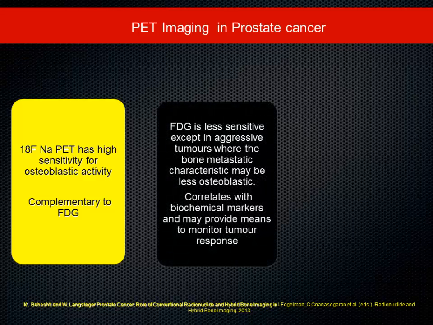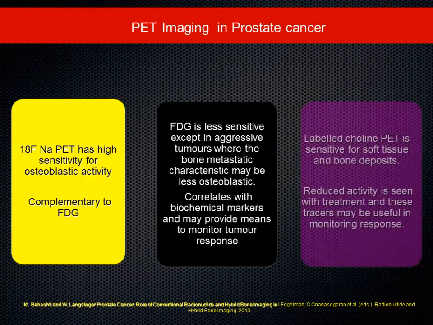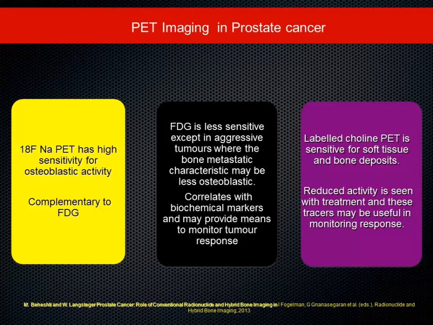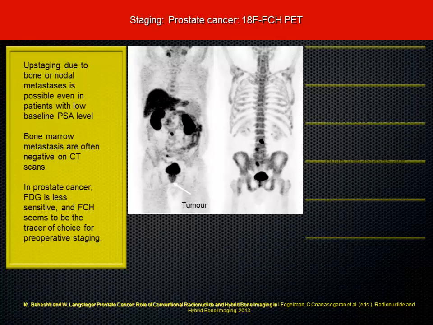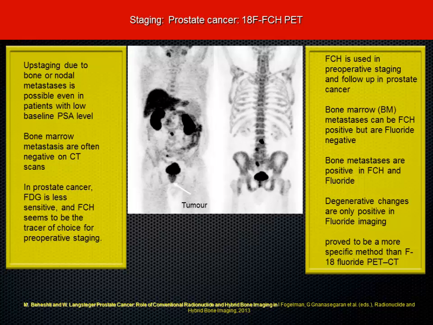We still do less, because there is quite a lot of evidence there. FDG is less sensitive except in aggressive tumors, and choline PET is sensitive for soft tissues. And for the future, most of the papers are saying fluorocholine will be useful because it upstages bone and nodal metastasis. Possibly even if the PSA is less than 1, people have picked up disease at such low PSA levels. And bone marrow metastases are often negative on CT to start with. In prostate cancer, FDG is less sensitive. So bone metastases are positive in FCH and fluoride, but the bone marrow metastasis will be positive only on fluorocholine.